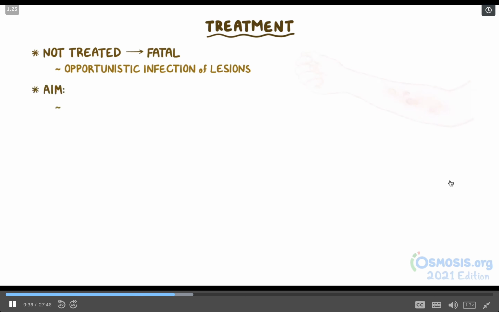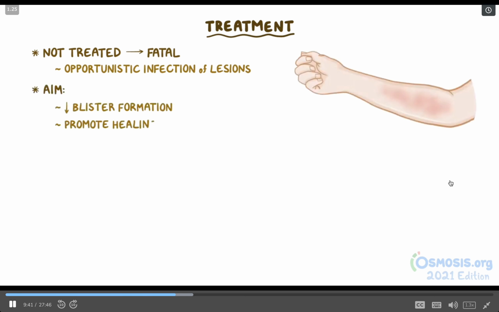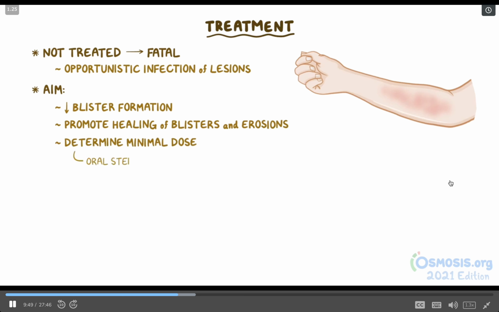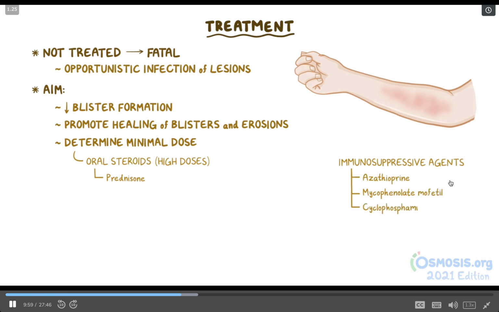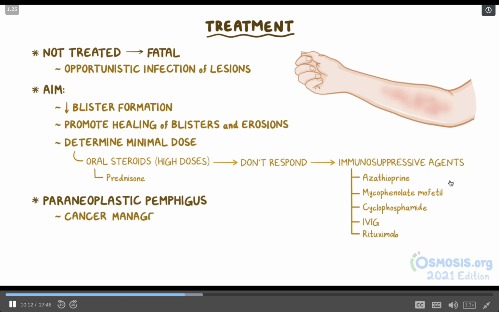Broadly, the aim is to decrease blister formation, promote healing of blisters and erosions, and determine the minimal dose of medication necessary to control the disease process. Usually, oral steroids, especially prednisone, are given in high doses. Immunosuppressive agents like azathioprine, mycophenolate mofetil, cyclophosphamide, IVIG, or rituximab may be used as adjuvant therapy as well for individuals that don't respond to steroids. With paraneoplastic pemphigus, management of the underlying cancer is often the only effective treatment.